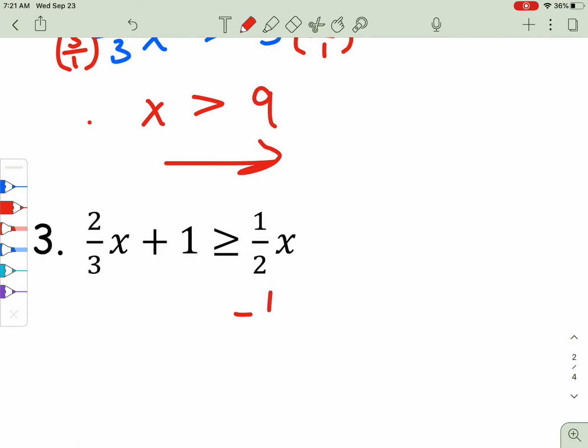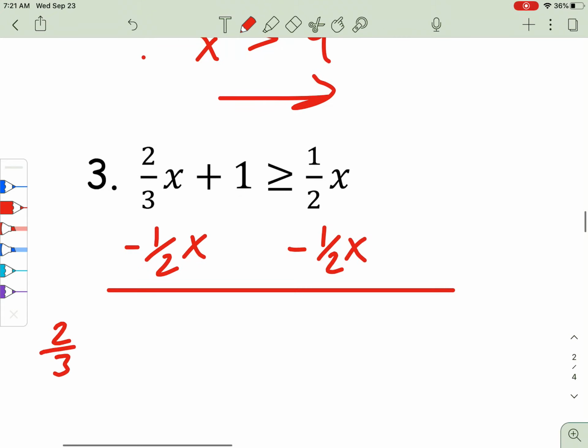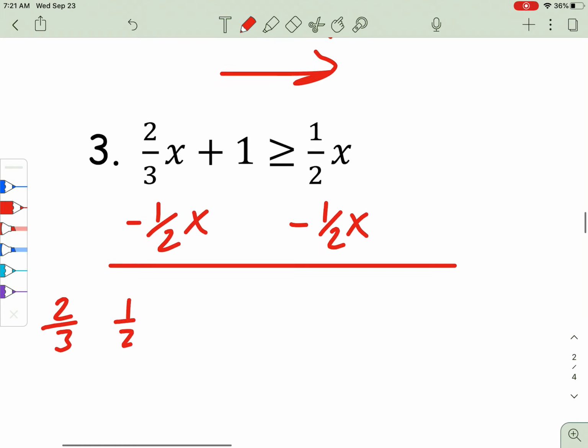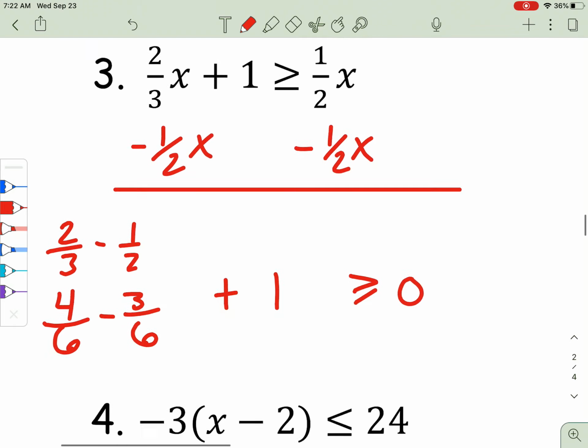So same thing here. I'm going to move this x to this side because I do not want my x's on the right. All right, so 2/3 and 1/2. They have to have same denominators. Okay, so let's change that. So 3 and 2 have a common multiple of 6. So in order to go from 3 to 6, I have to multiply by 2. So that would give me 4/6. And 1/2 would change to 3/6. Okay, plus 1 is greater than or equal to 0.